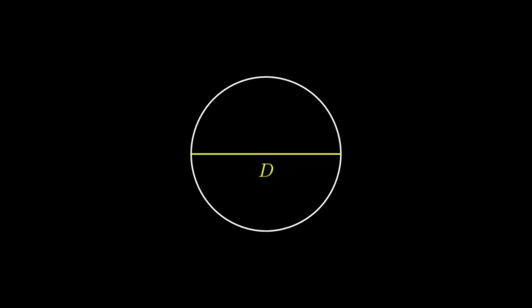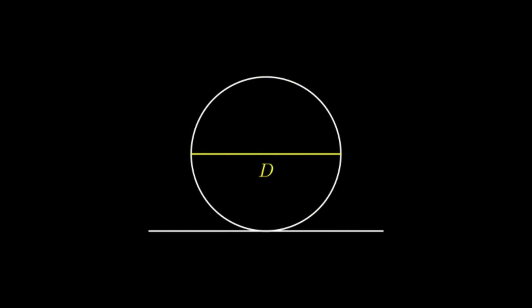Here we have a circle with a straight line passing through its center. This yellow line represents the diameter, labeled d, which is the widest distance across any circle. Let's imagine cutting this circle at a point and unwrapping it into a straight line. This will help us visualize the relationship between the circle's circumference, the distance around it, and its diameter.